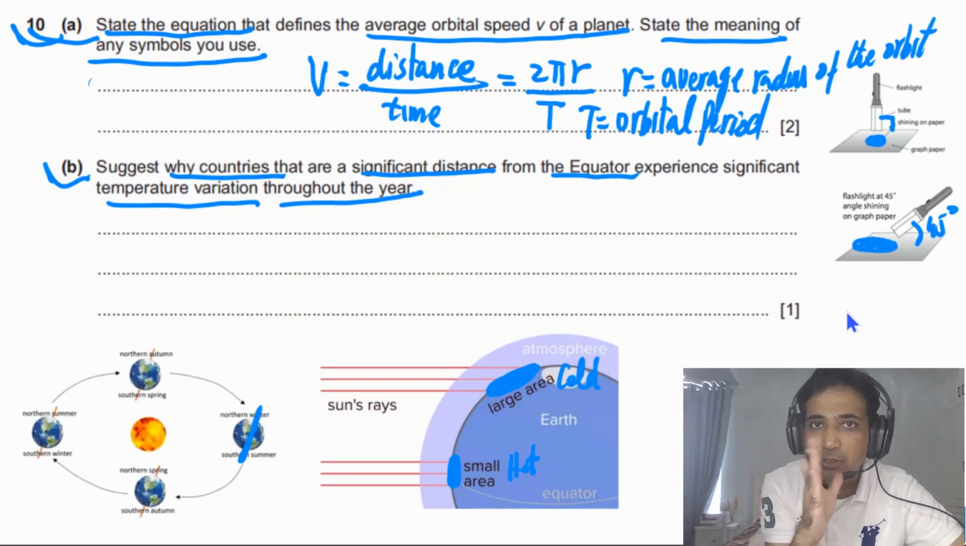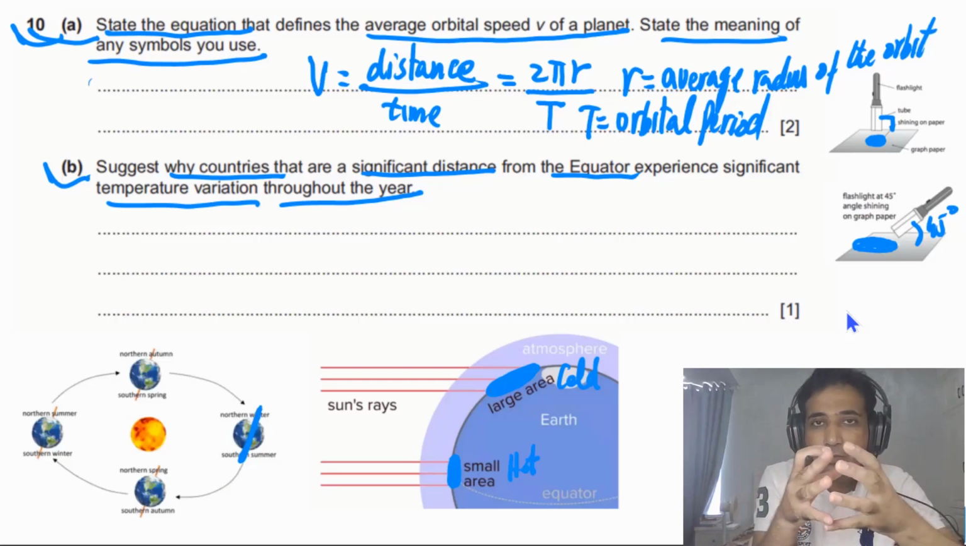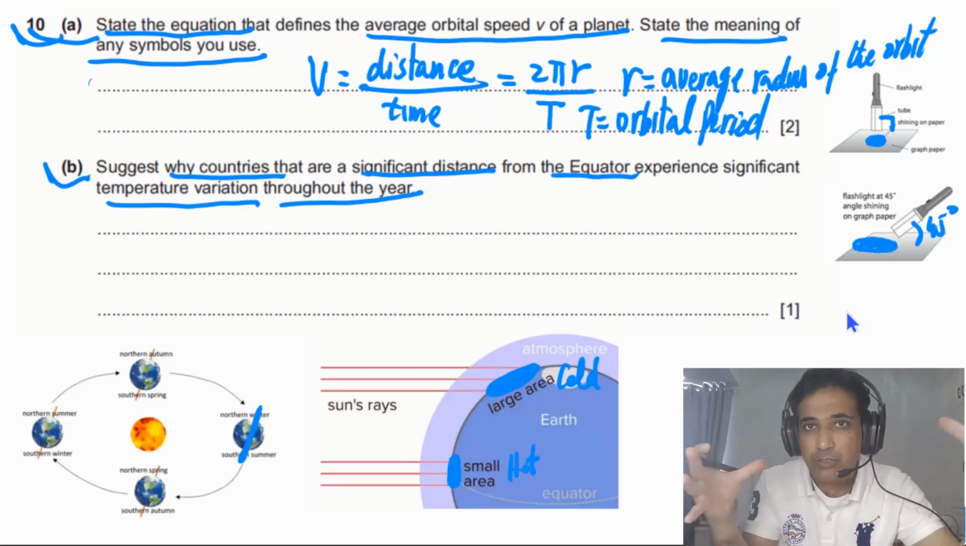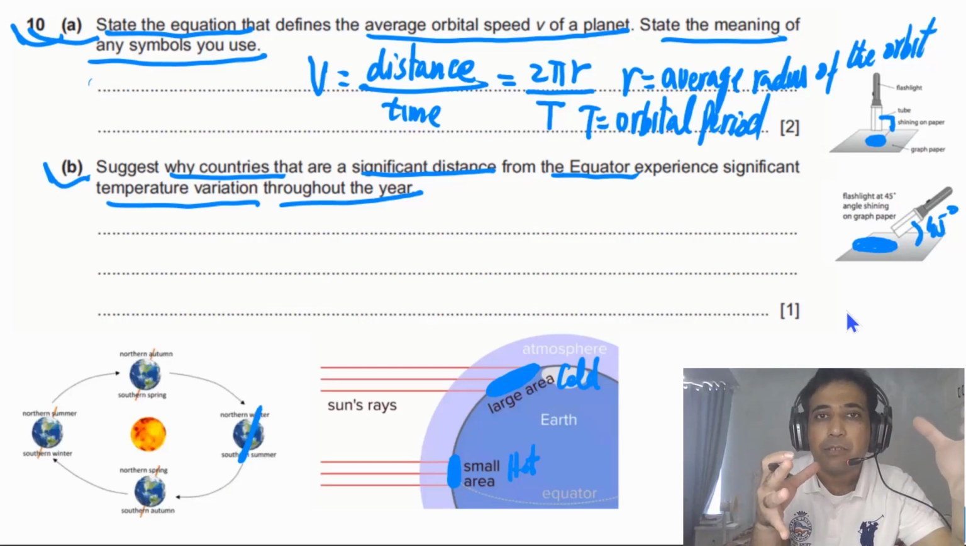So as this angle keeps on changing, the spreading of the light over area will be different. It will spread over a small area, or it will spread over a large area. Based on that, there will be variations in temperature. So these are the points we need to understand.